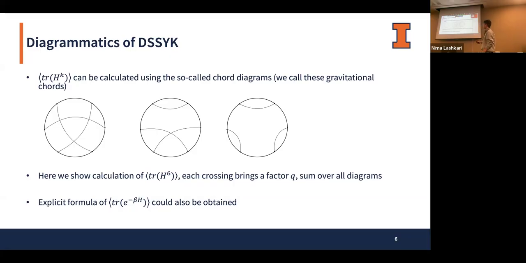I will use this example to show how a color diagram works. Let's say you are trying to calculate this trace of H to the 6. Then you just draw circles with 6 points on the boundary, which we will call 6 insertions. And you draw all possible pairing patterns of these six insertions.